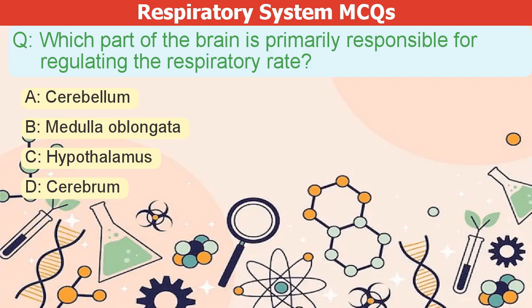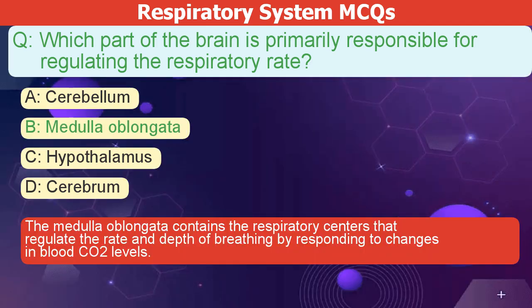Which part of the brain is primarily responsible for regulating the respiratory rate? A. Cerebellum. B. Medulla oblongata. C. Hypothalamus. D. Cerebrum. The correct answer is B. The medulla oblongata contains the respiratory centers that regulate the rate and depth of breathing by responding to changes in blood CO2 levels.